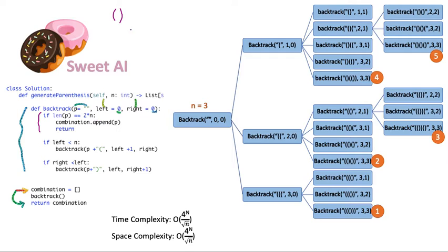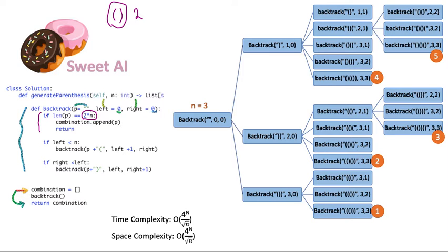So if n is 1, we are talking about this, which means we have 2 brackets. This is the number of brackets that we are going to have. If n is, for example, 3, we are going to have 6 brackets. If n is 2, we are going to have 4 brackets. So the length of the p string that we are making, including the open and closed brackets, is n multiplied by 2.